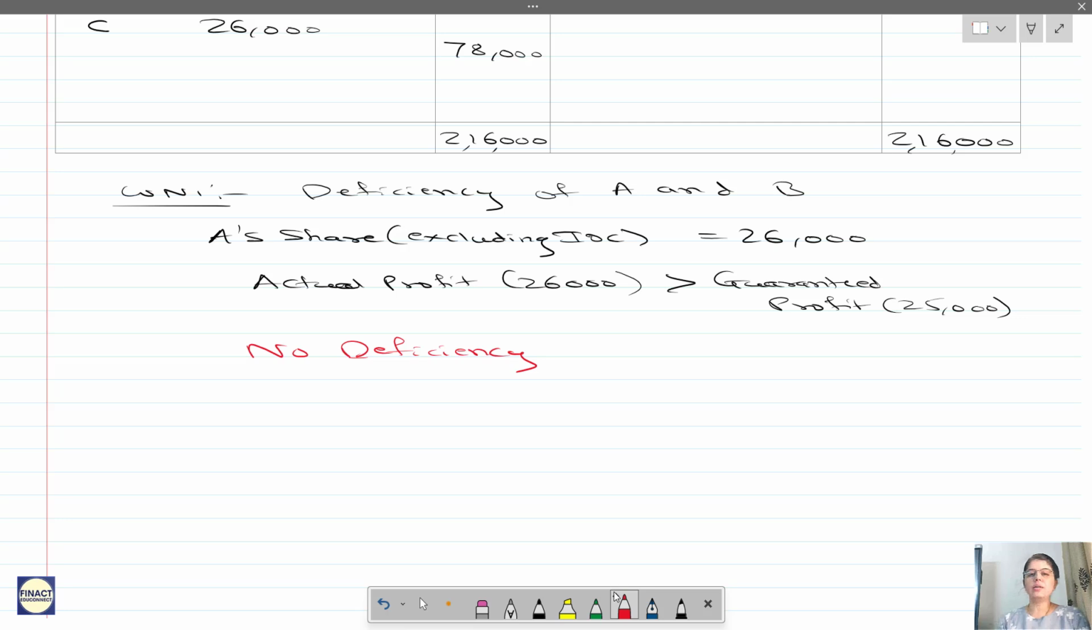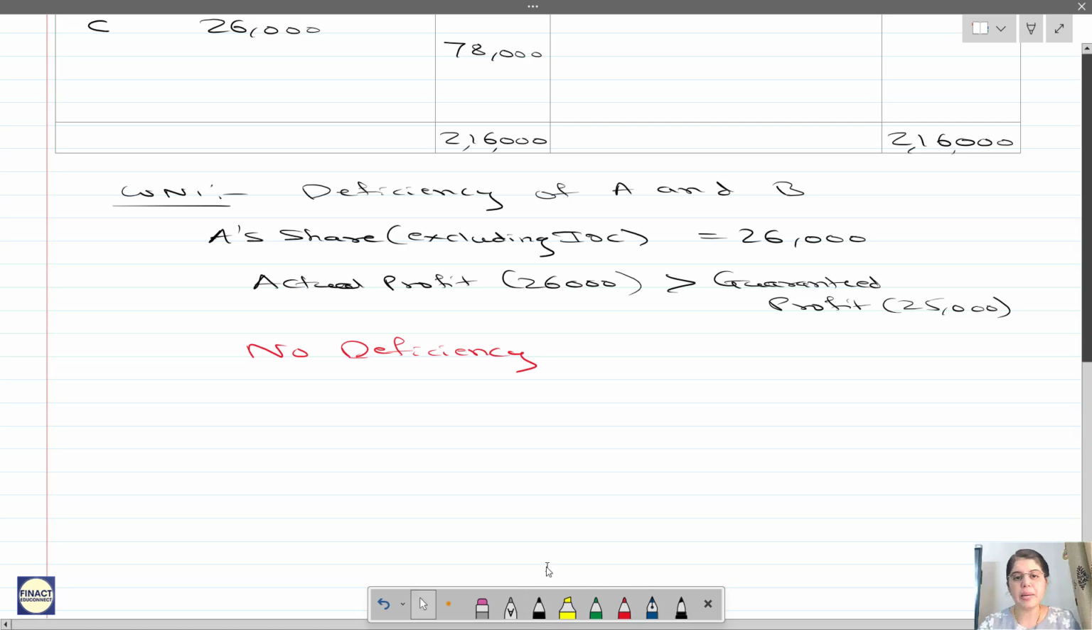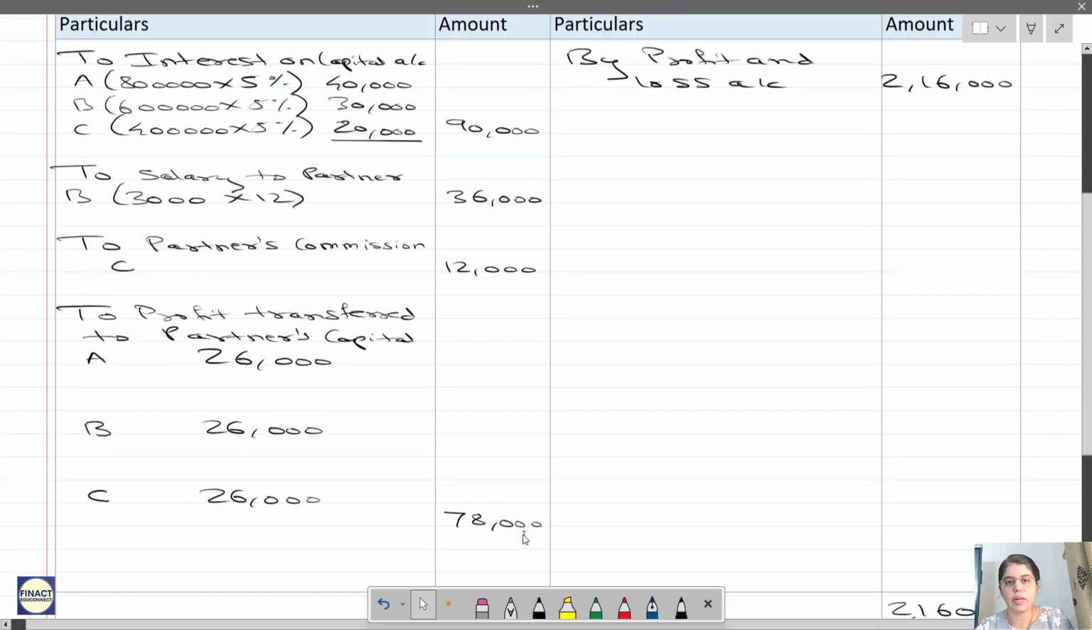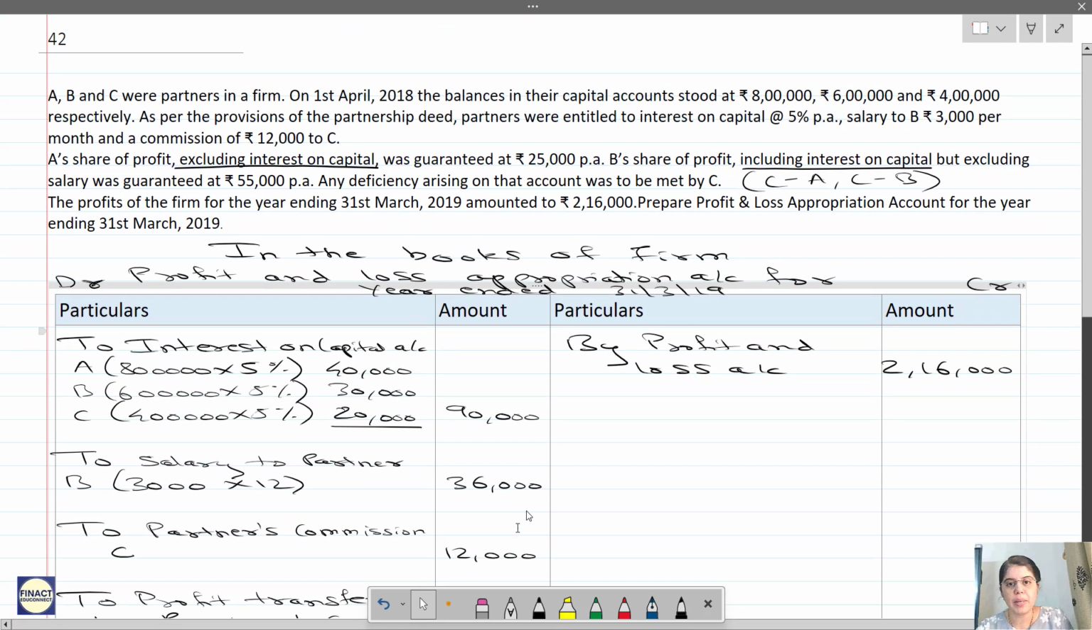Any doubts here? Now let us calculate it for B. So A, there is no deficiency. So 26,000 will be only the final amount. Now let us calculate for B.